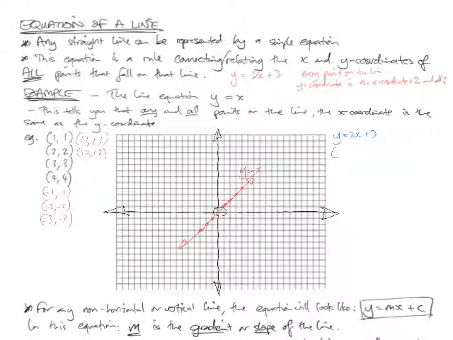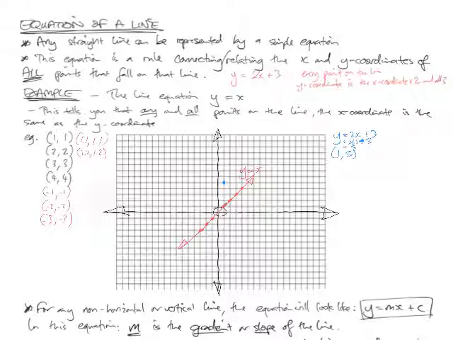So, if the x coordinate was 1, what would the y coordinate be? Well, 2 lots of 1 plus 3. 2 lots of 1 is 2, plus 3, it's going to be 5. So when x is equal to 1, y is going to be 5. So the first point is going to be 1, then 5 up. 1, 2, 3, 4, 5 there.